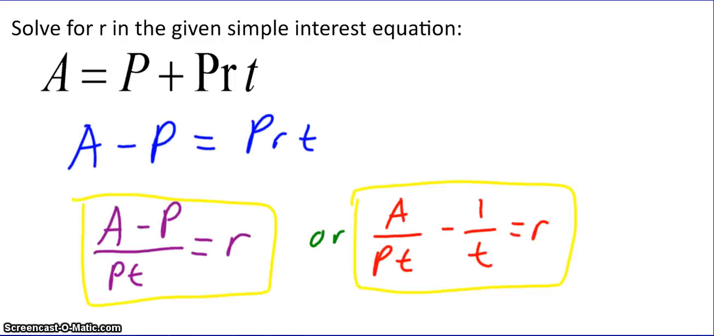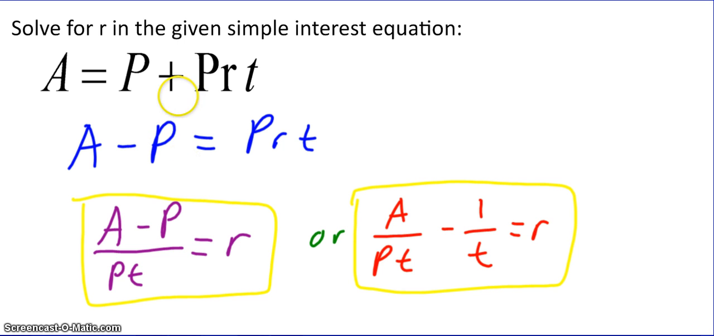Okay, so depending on which order of operations you went about doing this, you are going to end up with either (A minus P) all divided by PT equals R, or A over PT minus 1 over T equals R. Either are correct. They are the same exact thing.